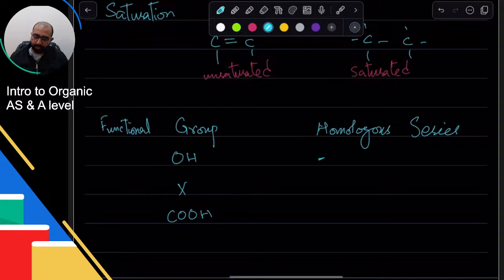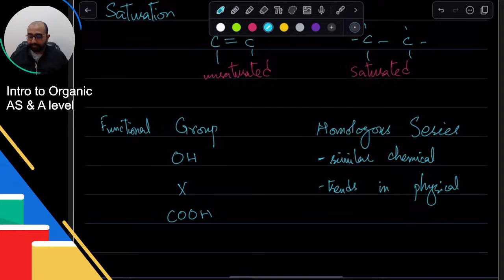So this is what you need to know. They have similar chemical properties. They have trends in physical properties. Okay. They differ by CH2 between consecutive elements. So for example, methane and ethane will differ by CH2. This is again from O levels and IGCSE that you already know.